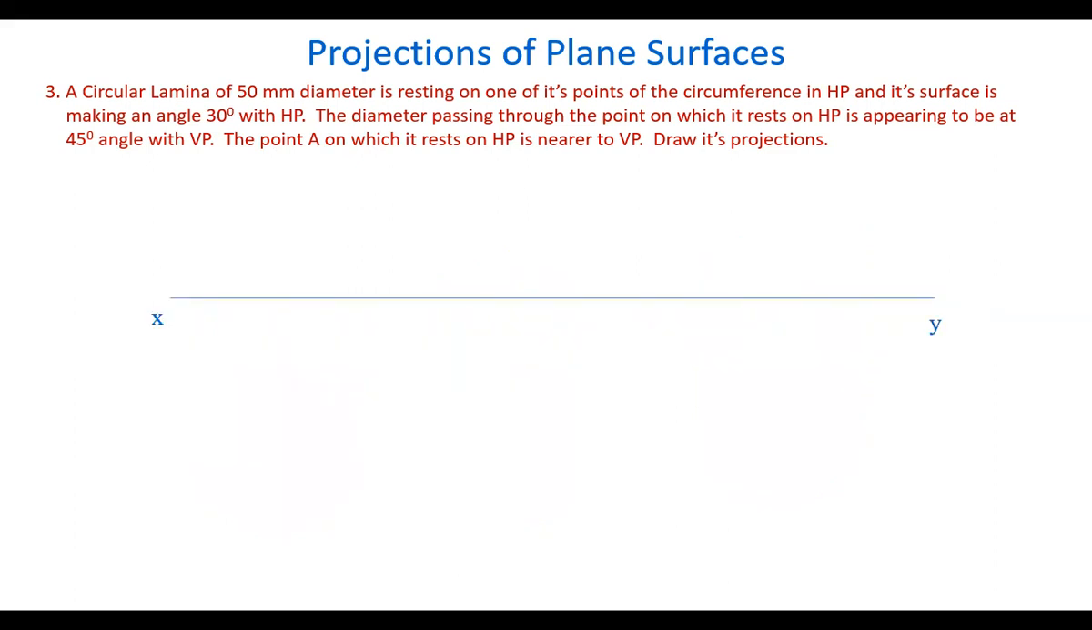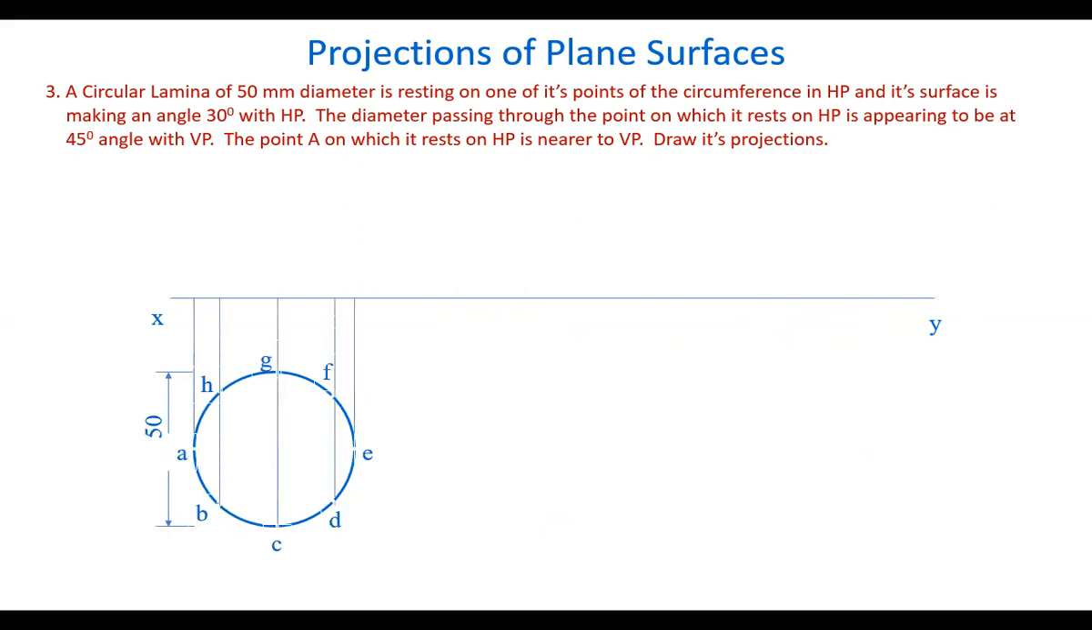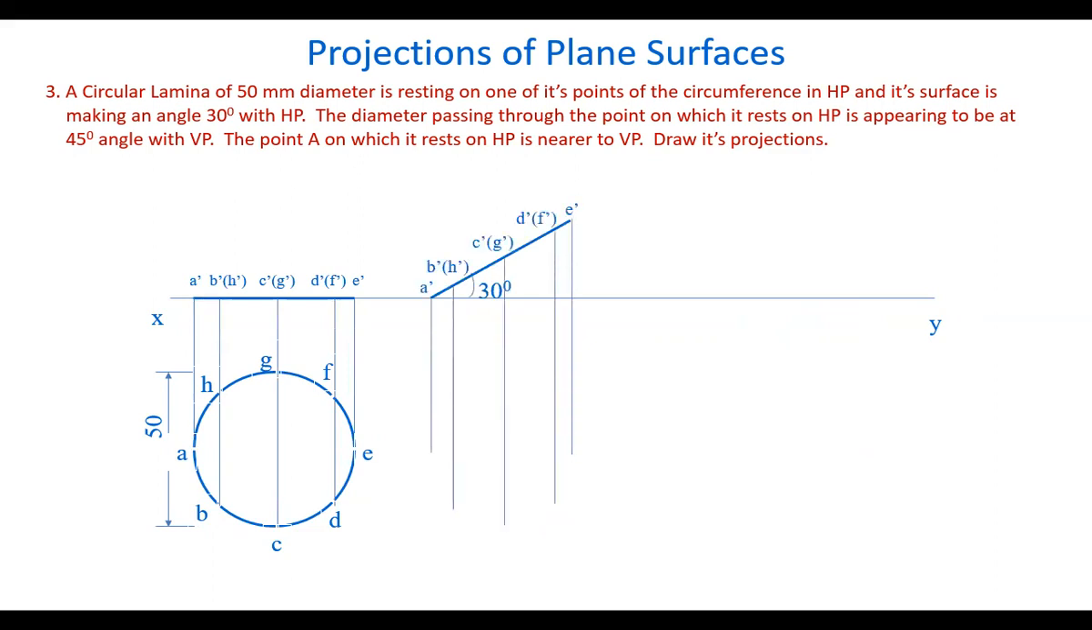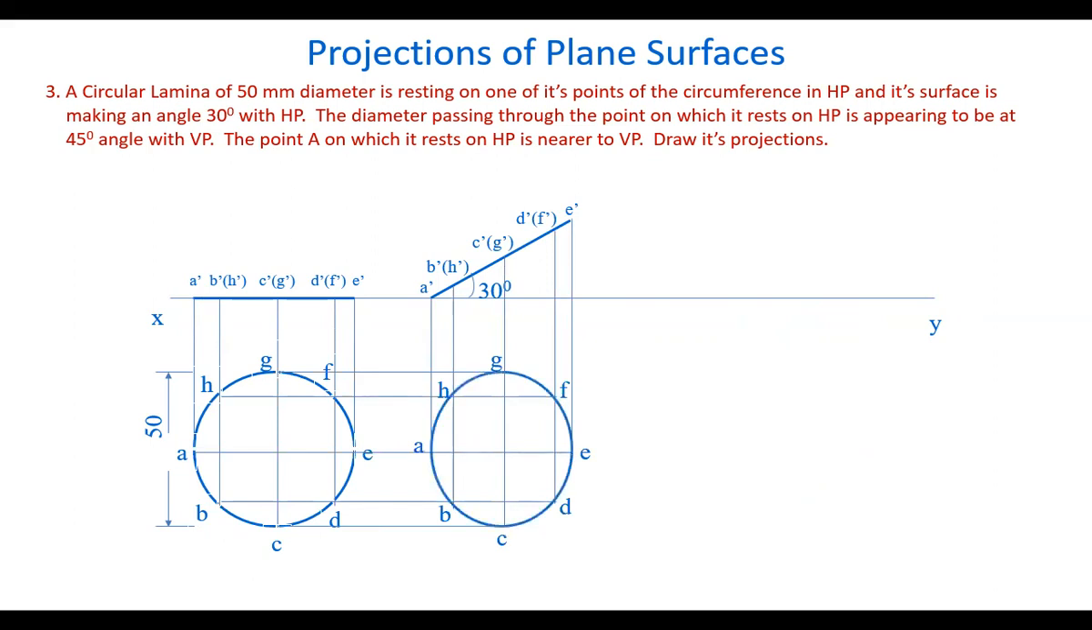Draw reference line, top view is drawn. So already we have seen this. Show the top view here, mark the points, name them, get the front view, show the surface inclination with HP, mark the front view, draw vertical lines, projectors here, and horizontal lines, get the intersection points, join them by smooth freehand curve, you get the top view.